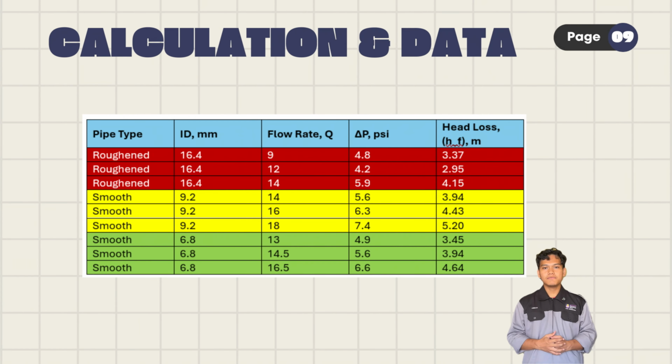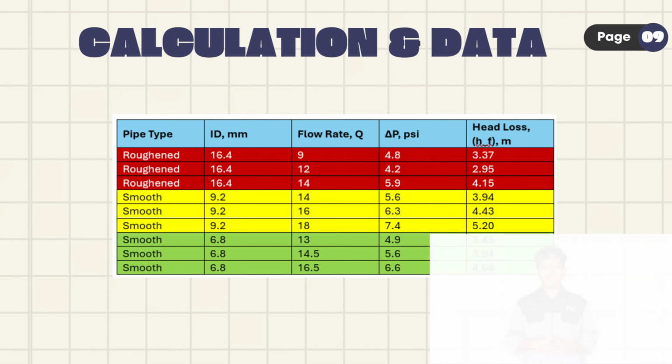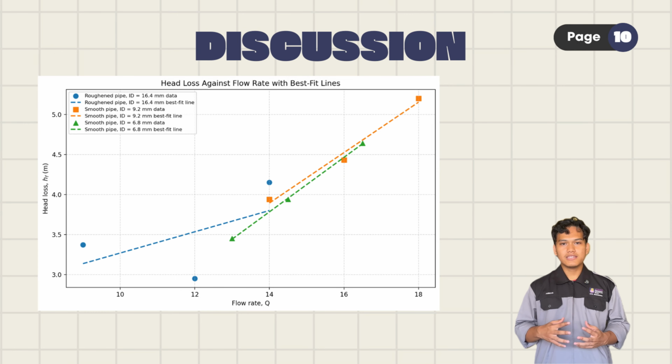Based on the results, the roughened pipe with internal diameter of 16.4 mm produced head loss values of 3.37 meters, 2.95 meters, and 4.15 meters. For the smooth pipe with internal diameter of 9.2 mm, the head loss increases from 3.94 meters to 5.20 meters. For the smooth pipe with internal diameter 6.8 mm, the head loss increases from 3.45 meters to 4.64 meters. From this result, the head loss generally increases as the flow rate increases. This is because higher flow rate causes higher water velocity inside the pipe. When the velocity increases, friction between the water and the pipe wall also increases, causing more energy loss.